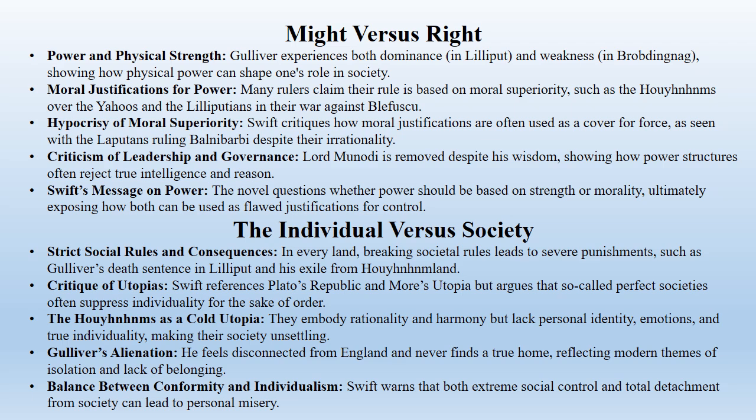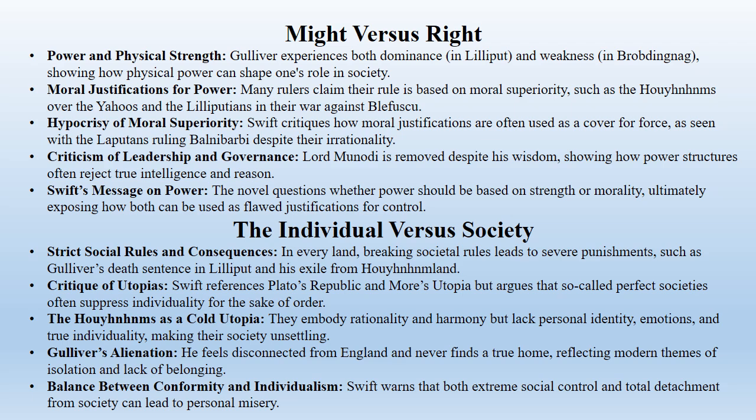control others. The second theme, the individual versus society. In every land Gulliver visits, people are expected to follow social rules. These rules can be strict, and breaking them can have serious consequences. In Lilliput, Gulliver is sentenced to death because he helps the enemy country's ambassadors, which is against the rules of the royal court. Even in Houyhnhnm land, where there is no king, Gulliver's master faces pressure from others to exile him because he is seen as a Yahoo.